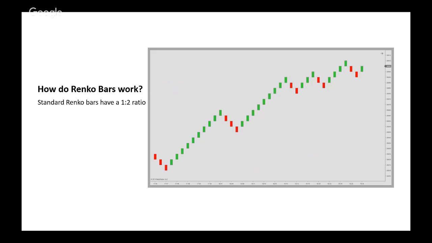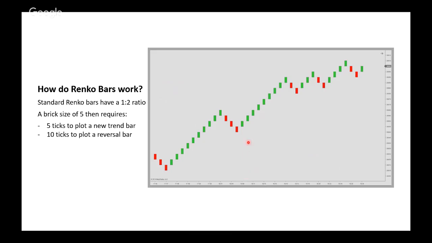And so standard Renko bars have a 1-to-2 ratio, plotting a new bar in the direction of the trend when prices have made a move equivalent to the brick size. So for a reversal bar, the price would have to move twice the brick size then. And what we see here is the YM with a brick size of 5. So you need 5 ticks for a new trending bar, and obviously then 10 ticks for reversal.